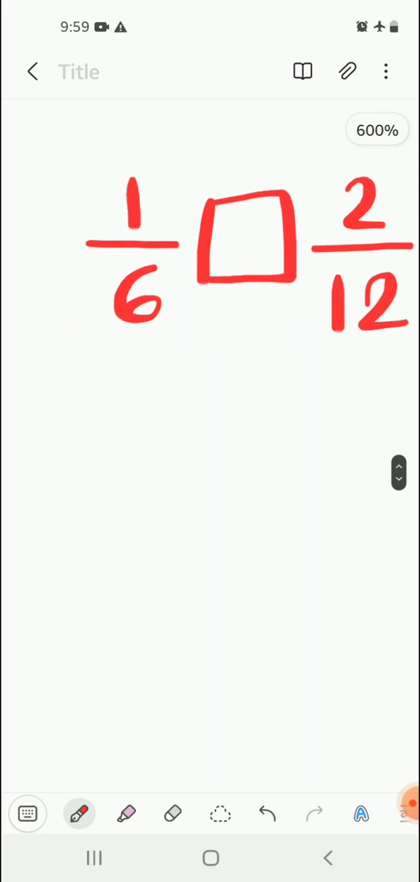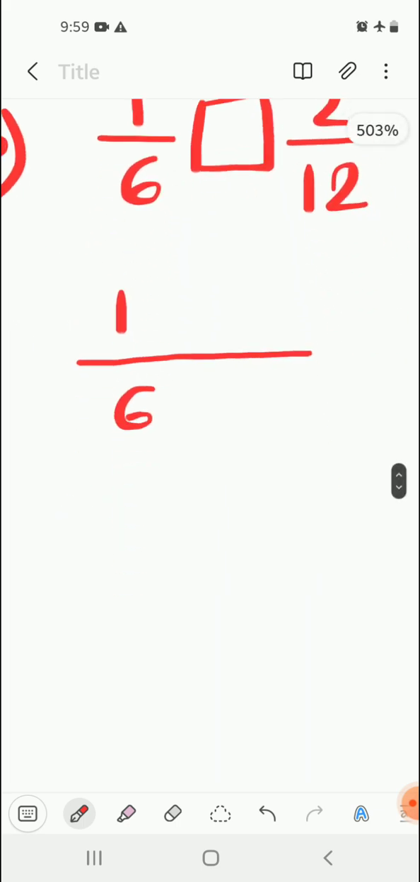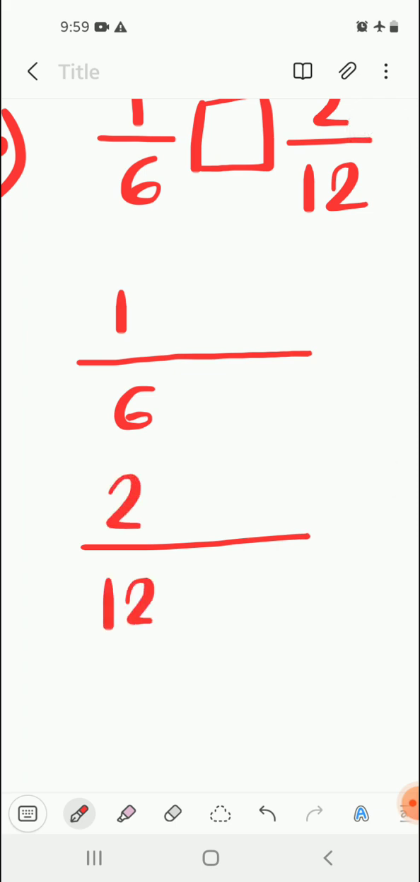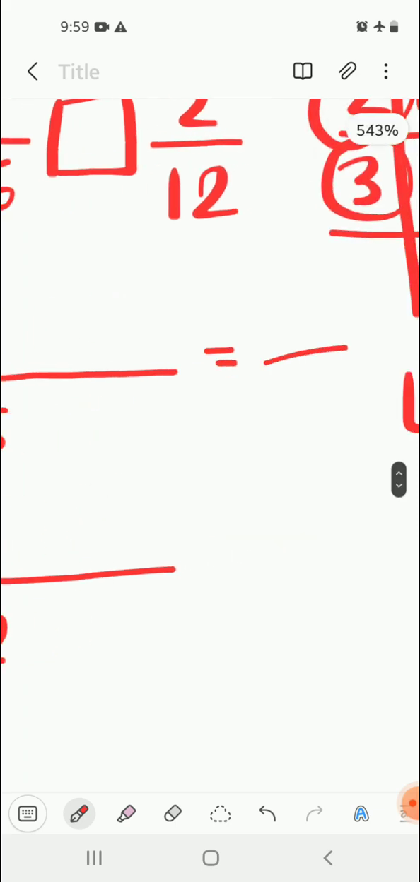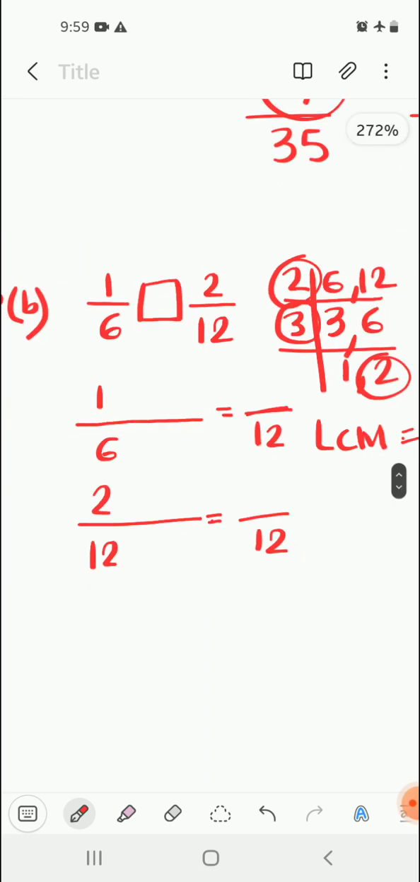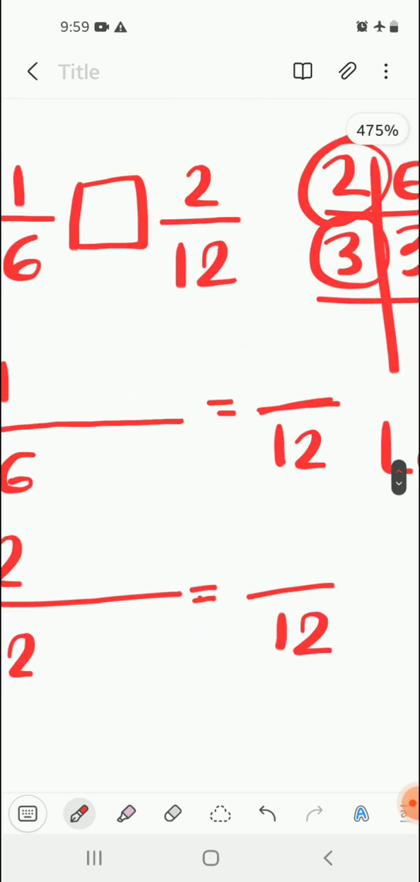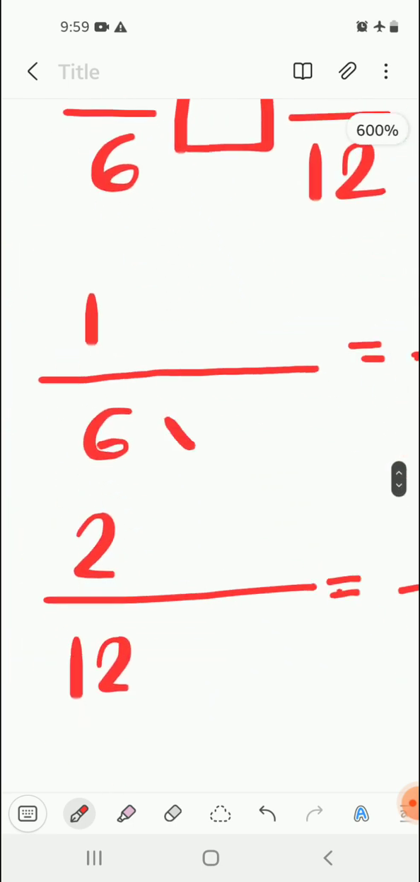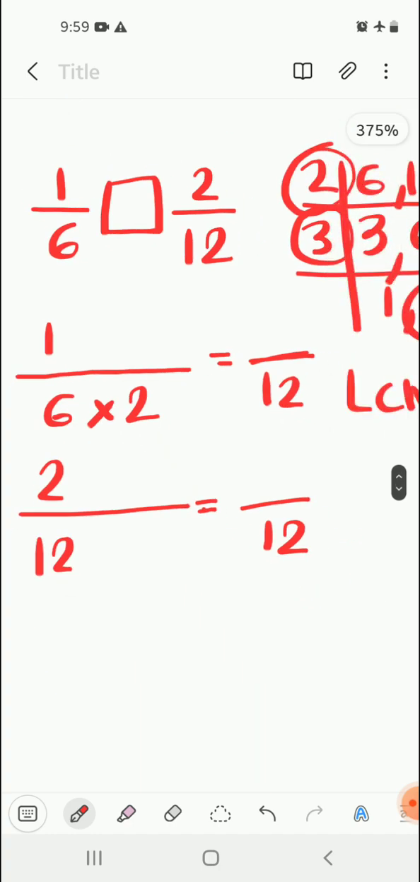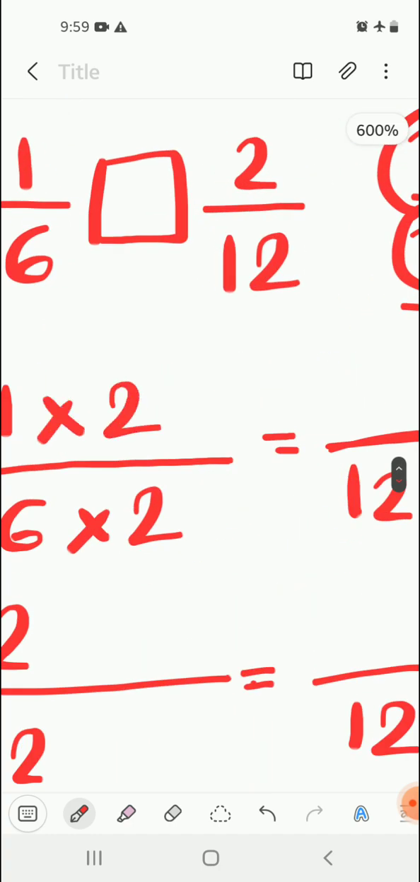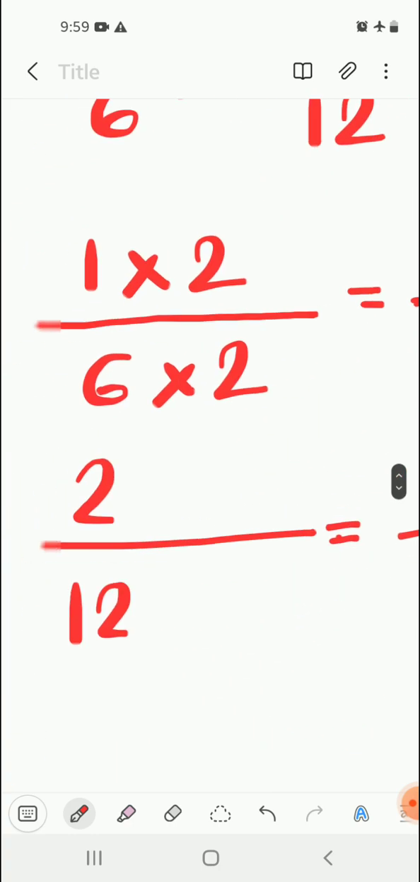Now we will follow the steps. We are going to write it in this manner. 1 by 6, copy the question in this manner. Draw long lines, and for the LCM, we write it in the denominator for both the fractions. The denominator will become 12. Now, 6 was multiplied by 2 to get 12, so we will multiply the same with the numerator. So, 1 into 2 becomes 2.